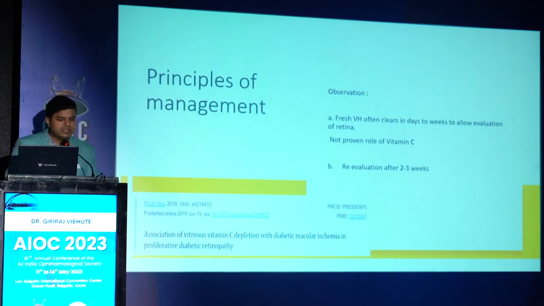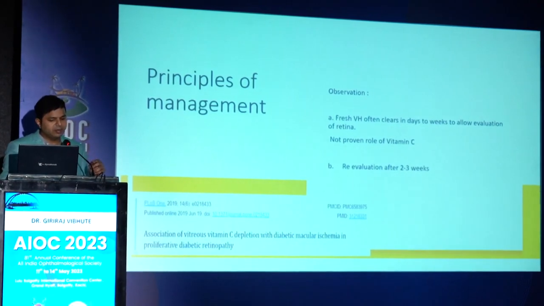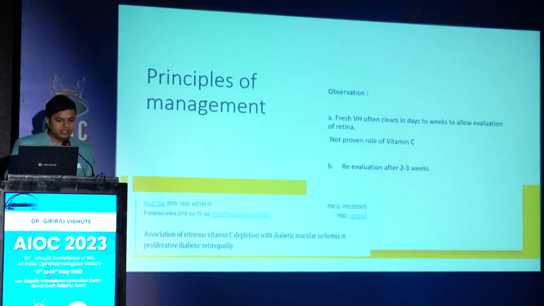Regarding the role of vitamin C or ascorbic acid in patients with vitreous hemorrhage, again, the role is not proven that it helps in absorption of vitreous hemorrhage, but its role has been proven in people who are having deficiency of vitamin C. Scurvy leading to vitreous hemorrhage is also reported, and the role of vitamin C in prevention of macular ischemia has been reported. So in PDR patients, there is no harm in giving vitamin C for prevention of macular ischemia.